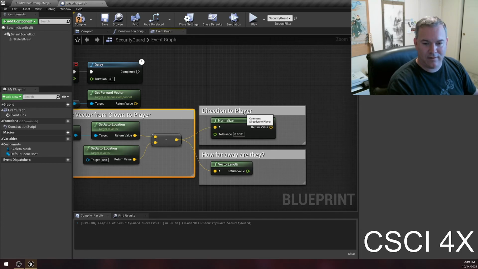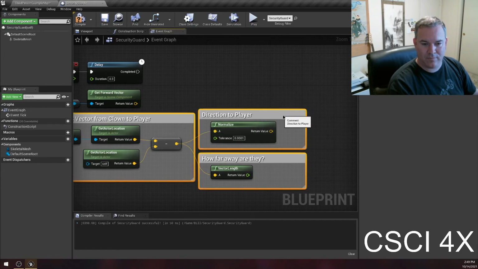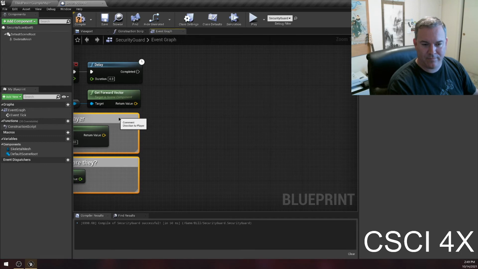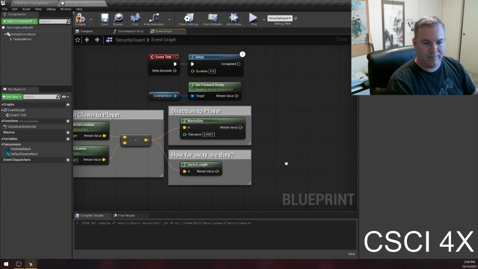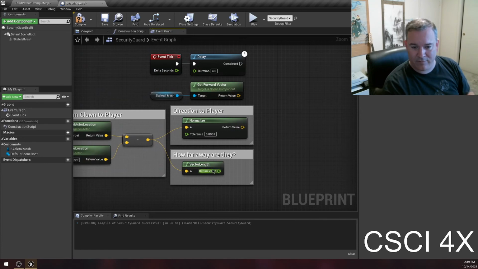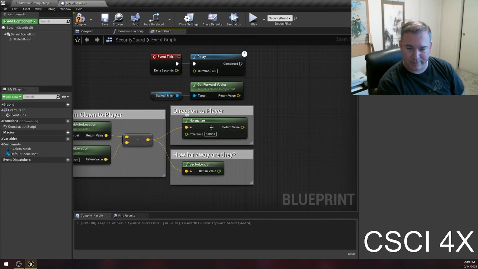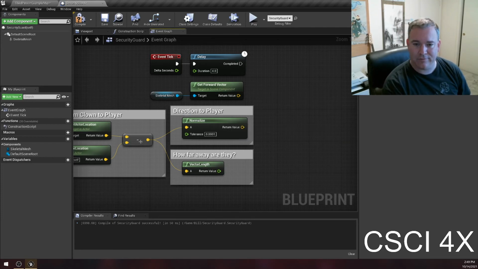Now that we've got the direction of the player and we've got how far away they are, the first thing we should do actually is probably print these values out, but we've got 10 minutes left, so we'll just move forward.